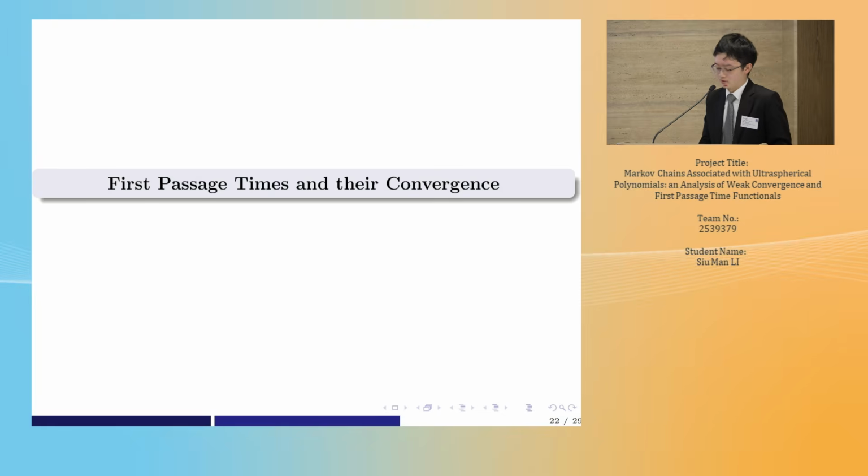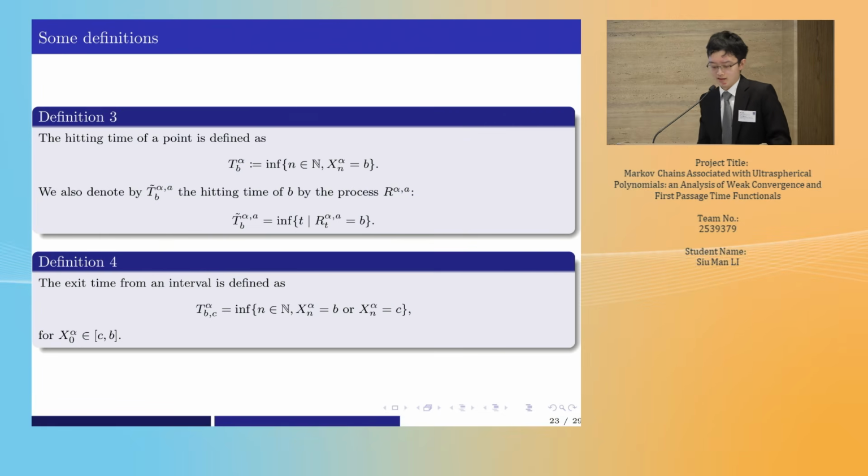Now we move on to considering the first hitting time and exit time. They are defined as follows. For a point B, the hitting time can be defined using this expression. Now the exit time of an interval BC is defined as follows.